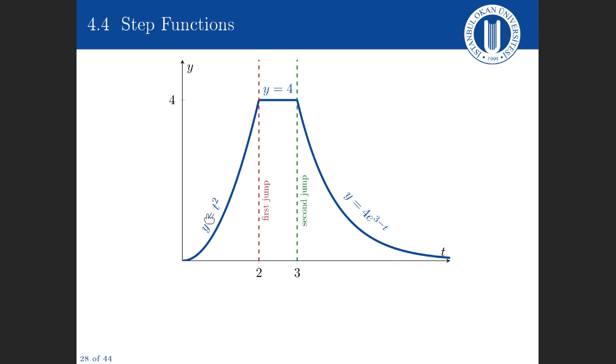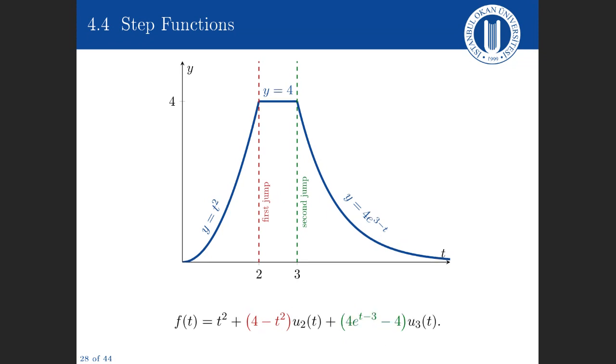What does the function look like? It starts with t squared. There's a change happening at 2, and then there's another change happening at 3. So it's going to be t squared plus something u2 plus something u3. The first jump is 4 minus t squared: 4 on the right, t squared on the left. The second jump is the function on the right minus the function on the left, so e to the power t minus 3 minus 4.